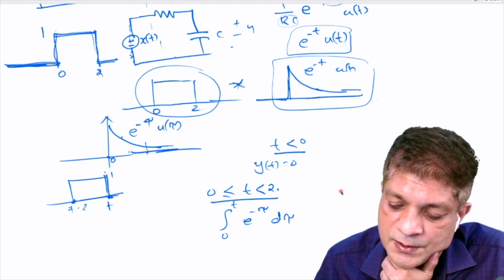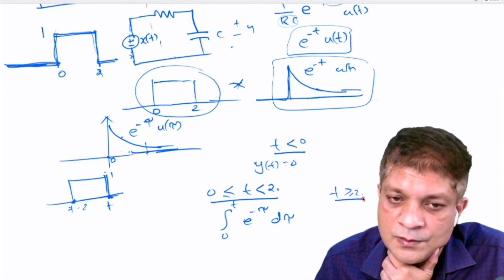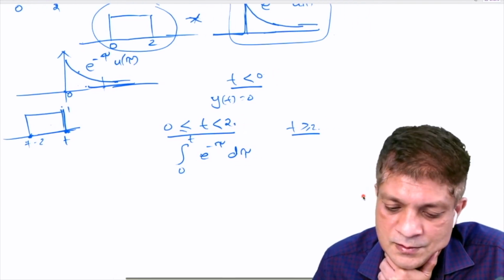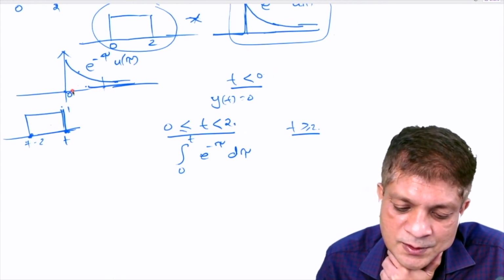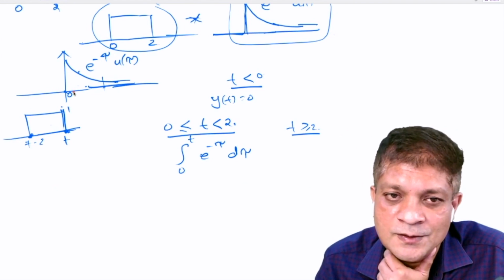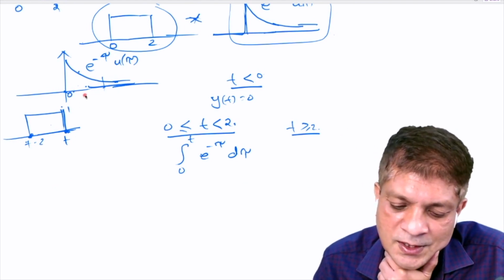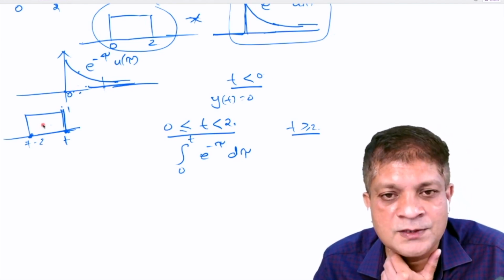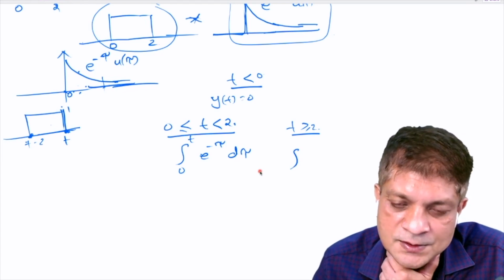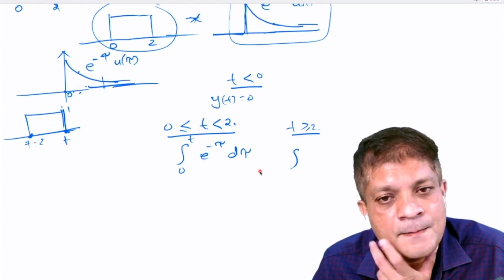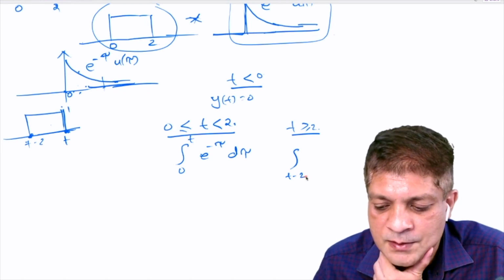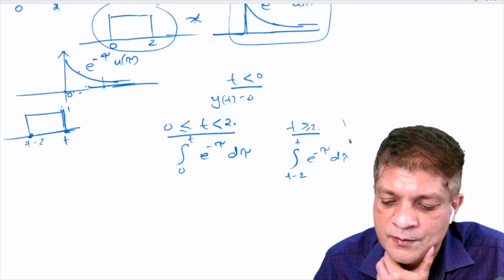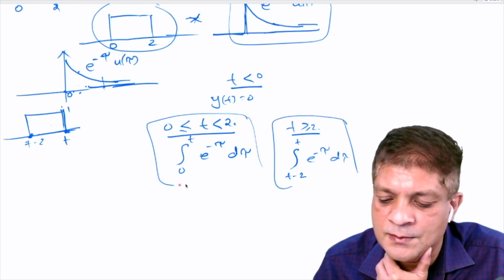Then what happens for t greater than or equal to 2? Where is this point? It is beyond 0, isn't it? If t is greater than 2, t minus 2 is greater than 0. When you multiply these two, what are the limits of that integration? t minus 2 to t, of e to the power minus tau d tau. Find these two integrals, you will get the answer.